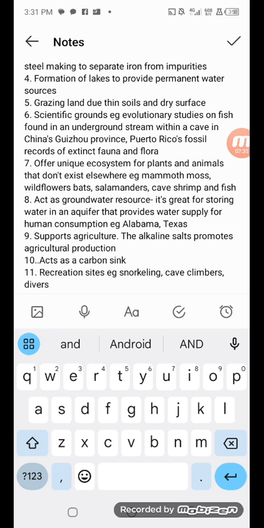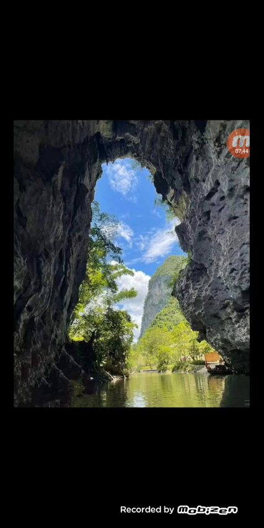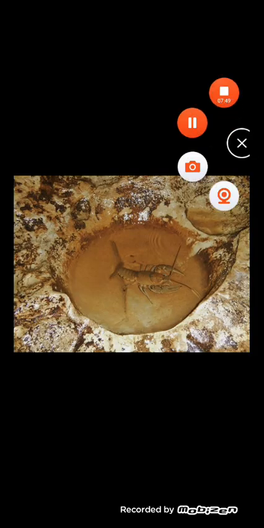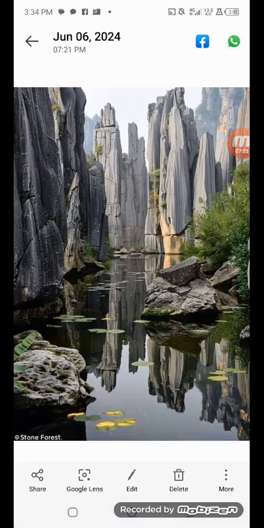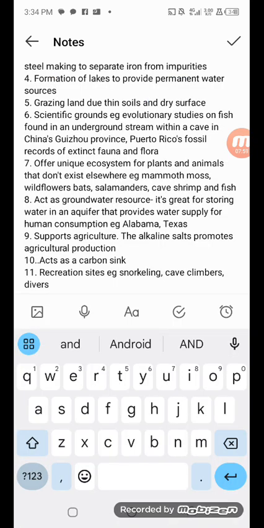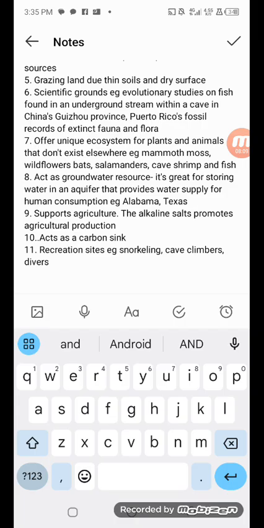For example, they get to offer a unique ecosystem for plants and animals that don't exist elsewhere, e.g. moss, wildflowers, birds, salamanders, fish. We have the salamander. So we also have a shrimp there. It acts as a groundwater resource. So you can see the underground water. It supports agriculture. The alkaline soil supports agricultural production.